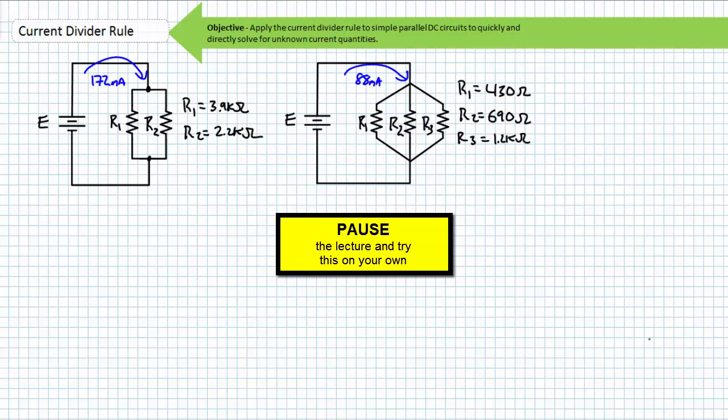Circuit 1 has 172 milliamperes entering a parallel combination of R1, a 3.9 kilo ohm resistor, and R2, a 2.2 kilo ohm resistor. Circuit 2 has 88 milliamperes entering a parallel combination of 3 resistors, where R1 is 430 ohms, R2 is 690 ohms, and R3 is 1.2 kilo ohms.